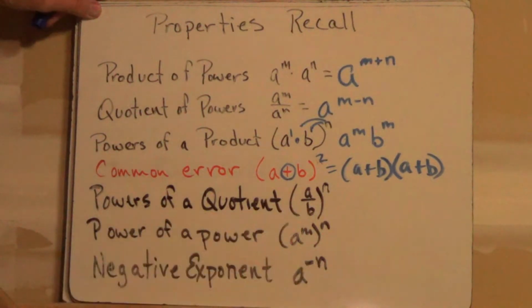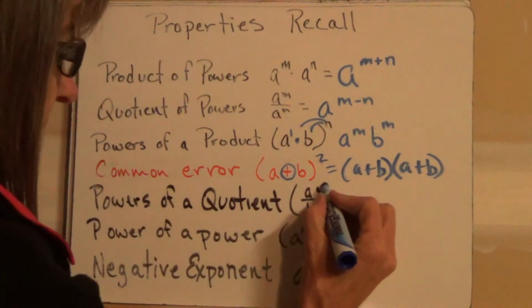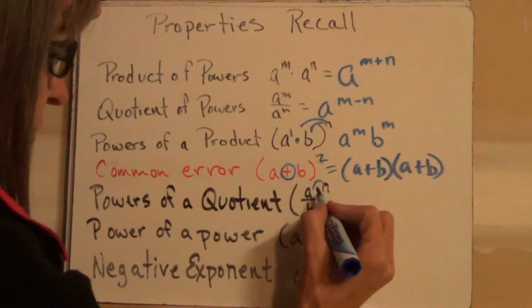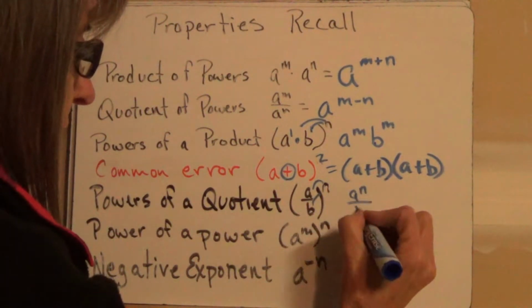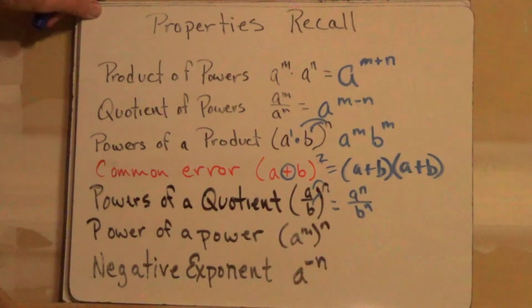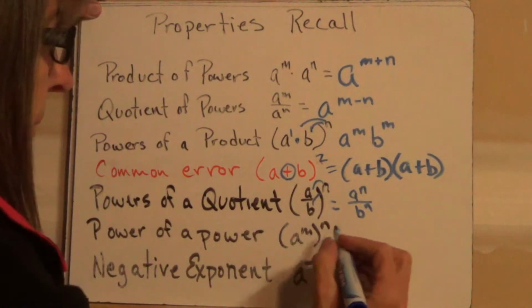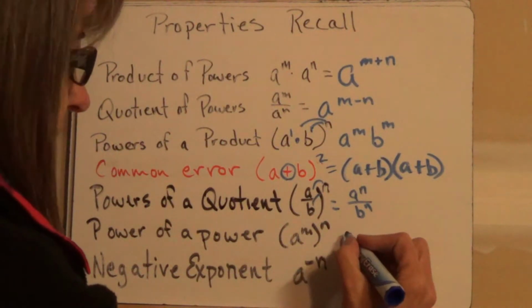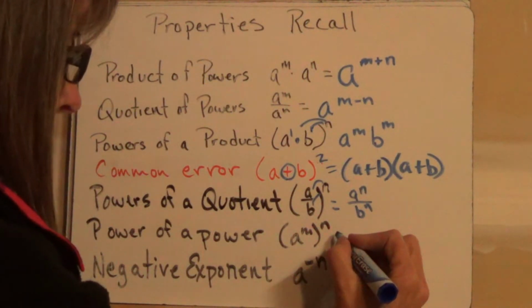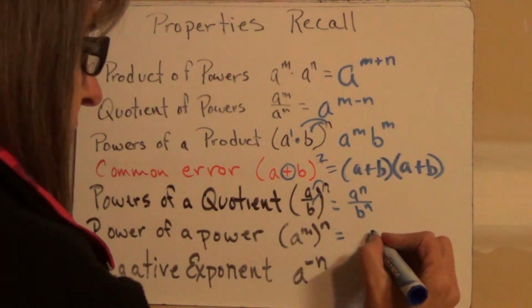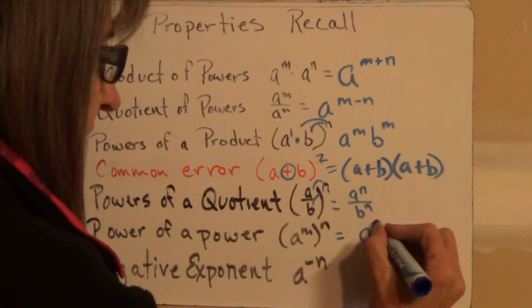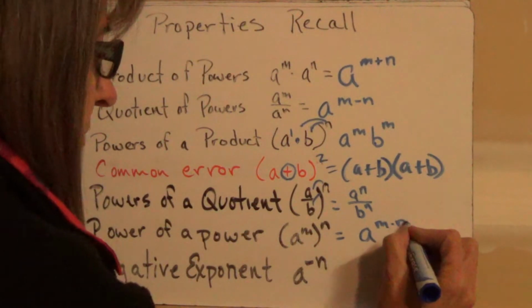Okay, powers of a quotient, all that happens, just like up here, we distribute that in because it's dividing, so it would become a to the n over b to the n. If we have powers of a power, let's say that it's, well, I'll give you specific examples in class because we're going to play games with them. But what you do in this case, you would go a to the m times n.